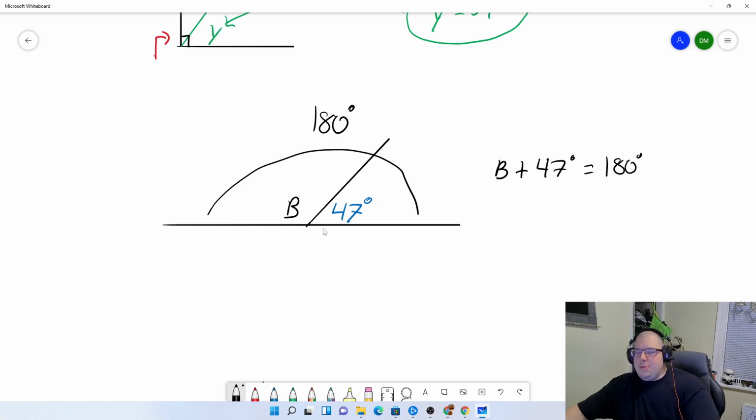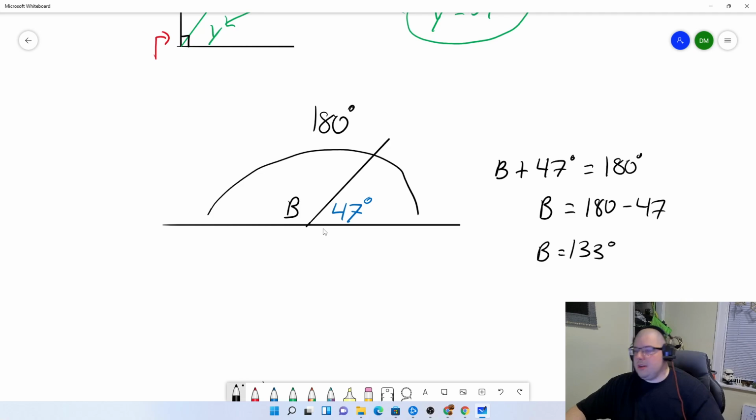And now same thing, solving equations, I got to do the opposite to get the variable alone. So I'm going to subtract 47 from both sides, and I get 180 minus 47, which is 133 degrees.